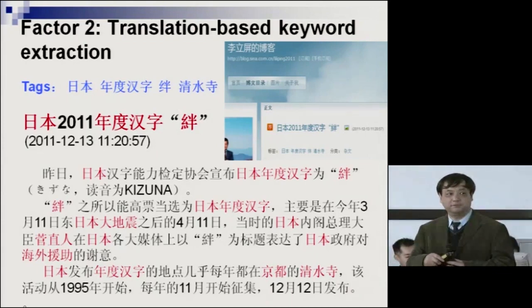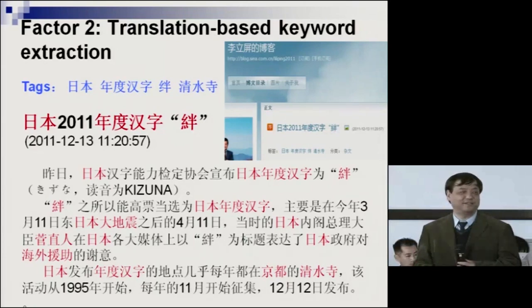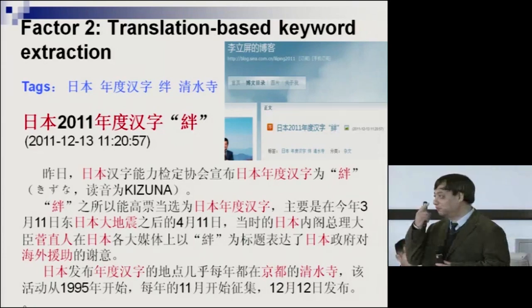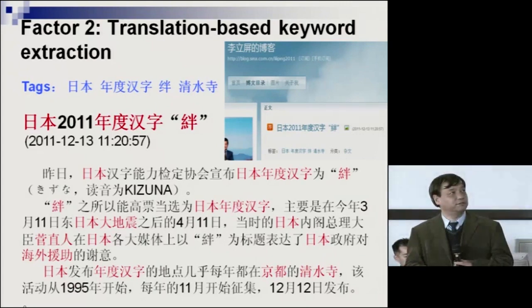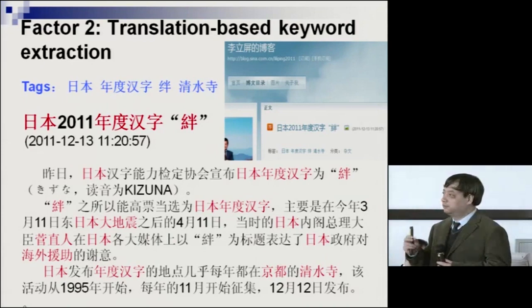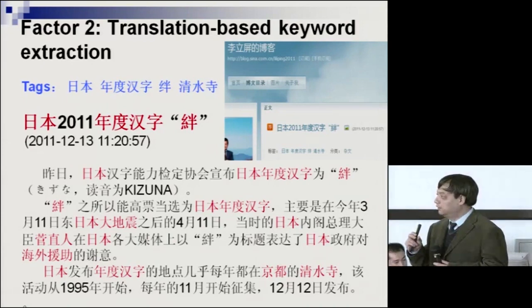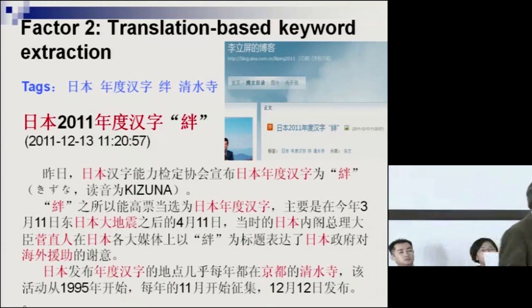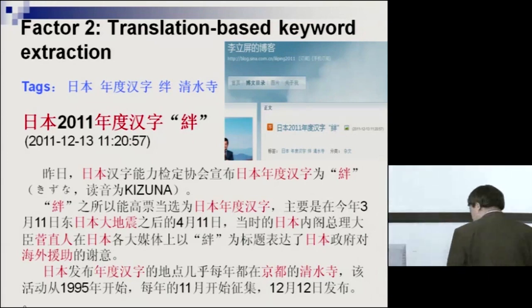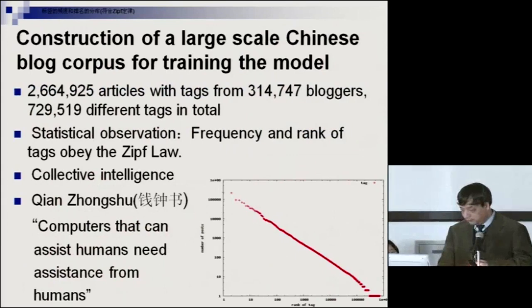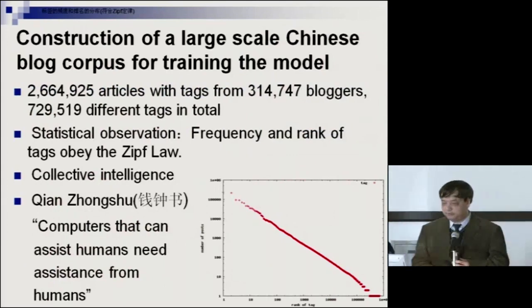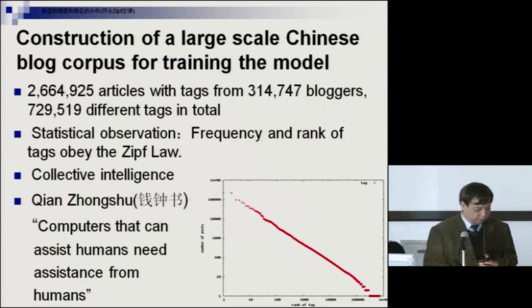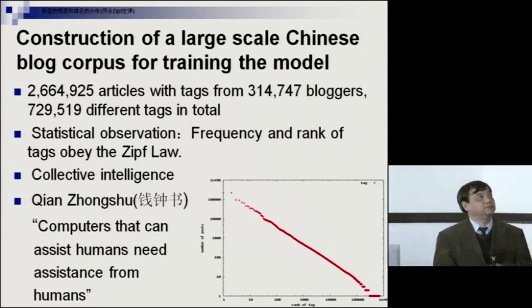We use machine translation methods. It's a statistical word alignment method. So we try to use machine translation algorithms to learn the relationship between the word candidates in the text and the tags assigned by the user, the writer of the blog. So that's why we call it machine translation. We have constructed a large scale Chinese blog corpus with tags.